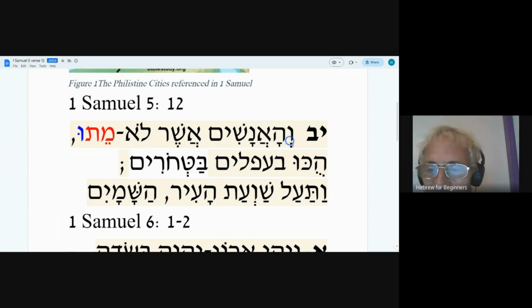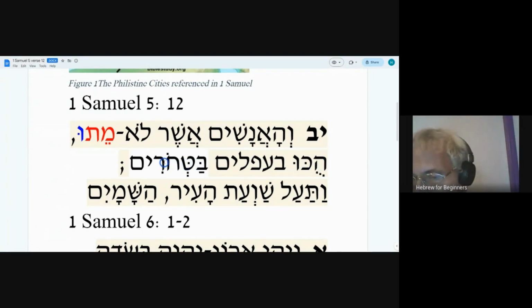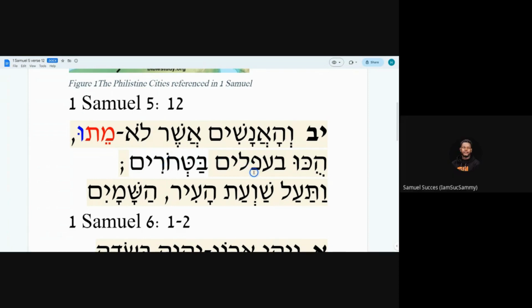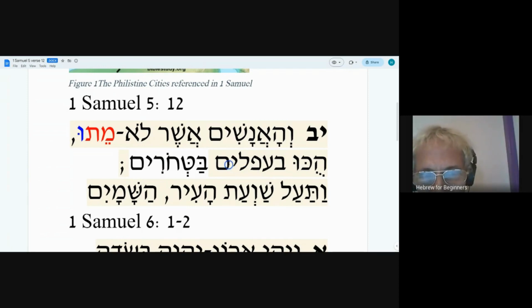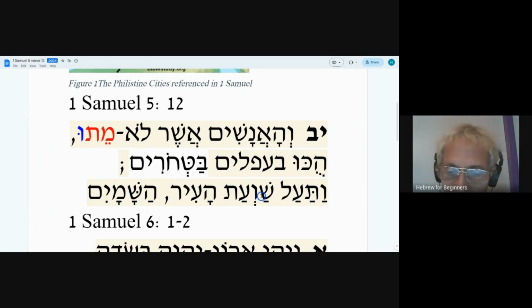V'ha'anashim asher lo metu, and the people who did not die, huku ba'afelim batchorim, they were smitten with hemorrhoids. I don't think you saw, we had a picture from a previous verse of some artist's rendition, Trevor, of all these poor Philistines sitting around suffering from hemorrhoids. Really? I missed that. Vata'al shav'at ha'ir hashemayim, and the cry of the city rose up to heaven.